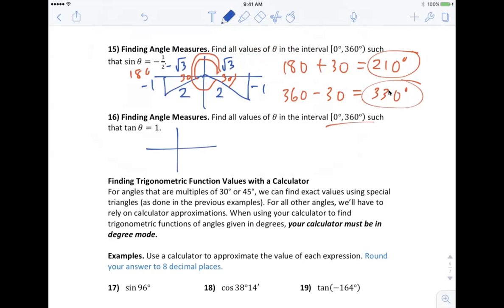If x and y are negative, negative divided by negative is positive, right? Because tangent is y divided by x. So I know I'm going to have an answer here and an answer here. And tangent is y over x, so that means x and y are equal. So let's just make them 1. And over here, it would just be -1 and -1. -1 divided by -1 is +1, okay?